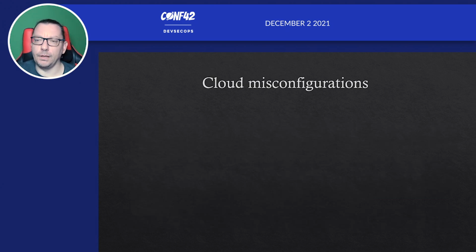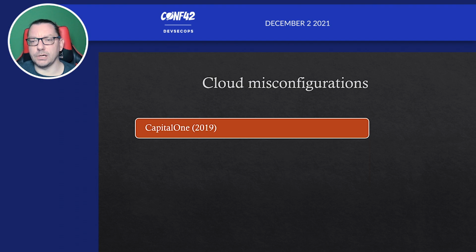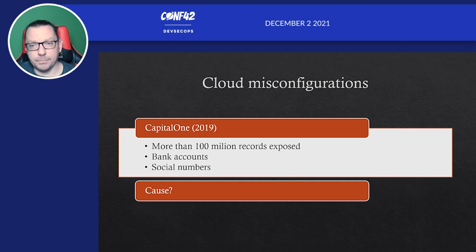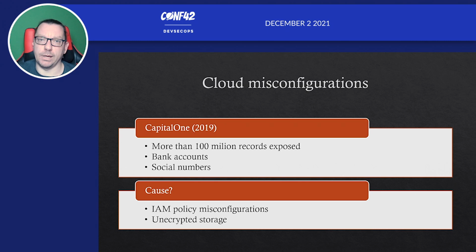Another example of misconfigurations is Capital One, also the same year. More than 100 million records were exposed, like bank accounts and social security numbers of their customers. Why did it happen? Because there were misconfigurations in IAM policies and unencrypted storage. Those reports are obviously available on the internet, so you can search for them. There are a lot more of them, but this gives you the impression of what we have.